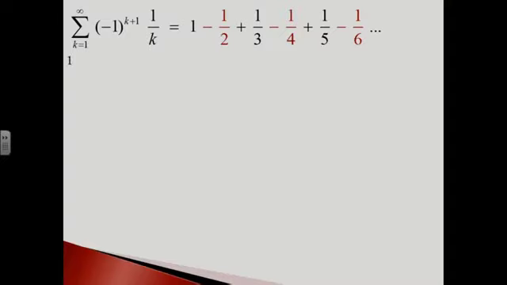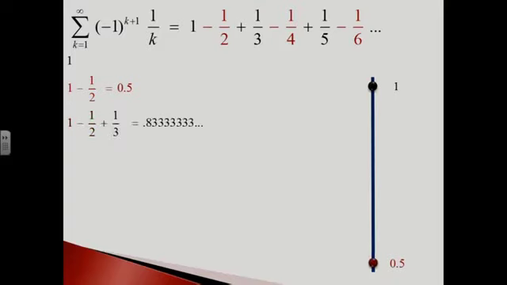The first sum is 1. We plot this value on a number line. The second sum is 0.5. We plot this value on the same number line. The third sum is 0.8333. This is a little less than 1.